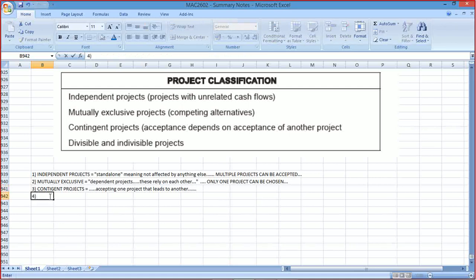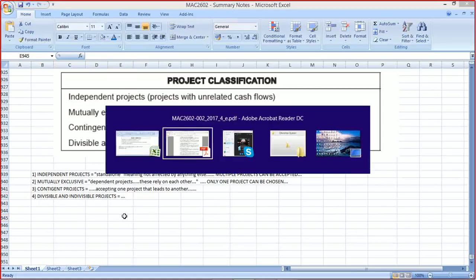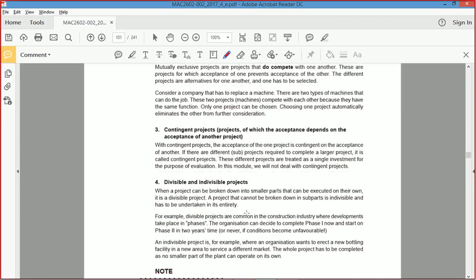And then you've got divisible and indivisible projects. The word basically explains what this involves: projects that can be divided and projects that can't be divided. Can I break it down into smaller parts, or can't I?